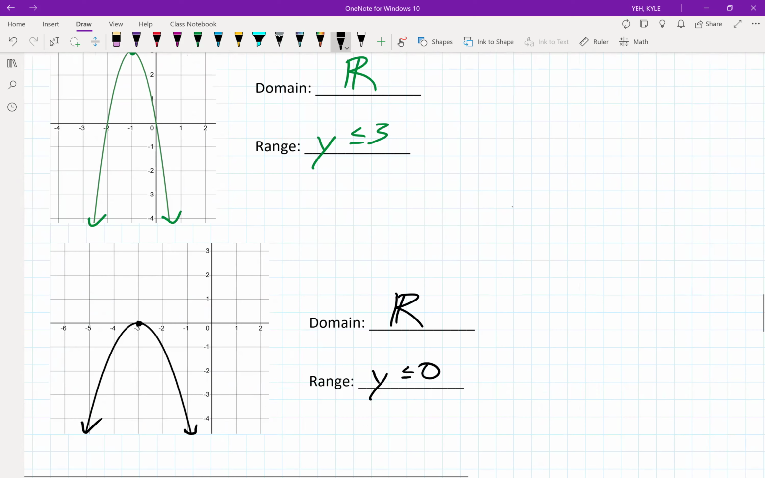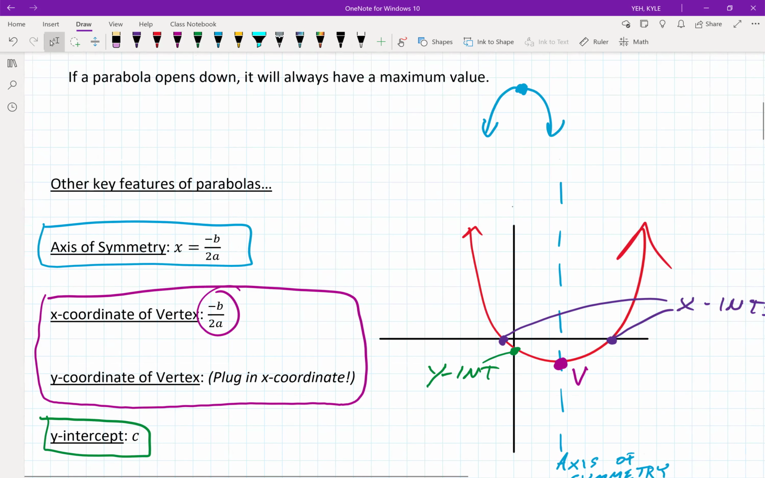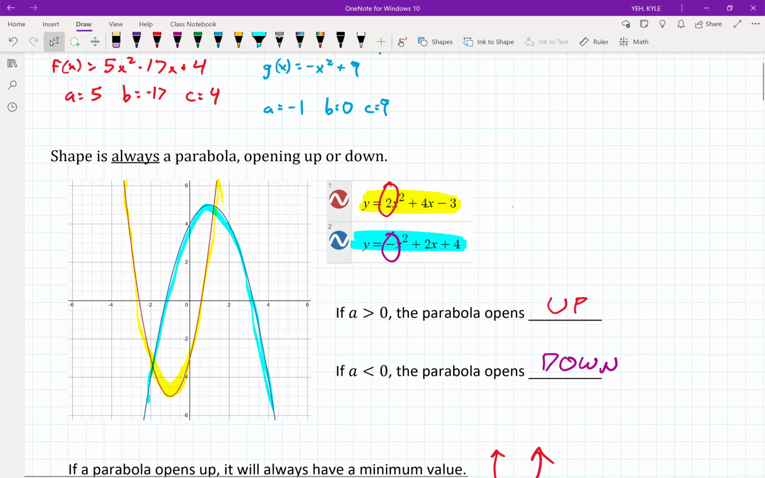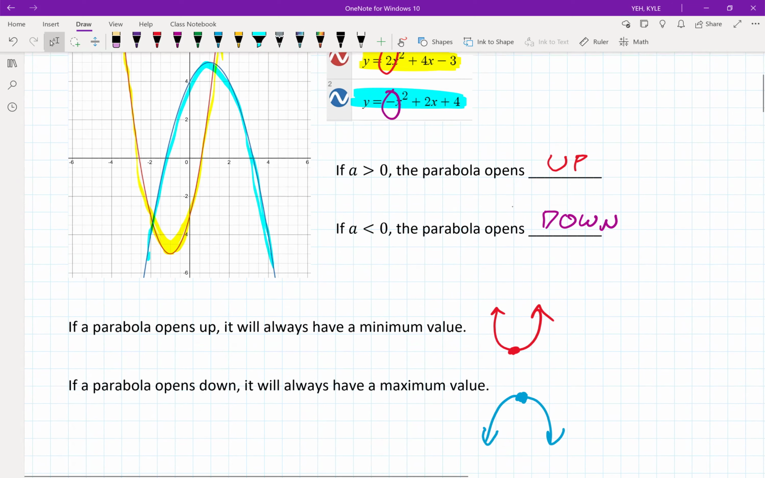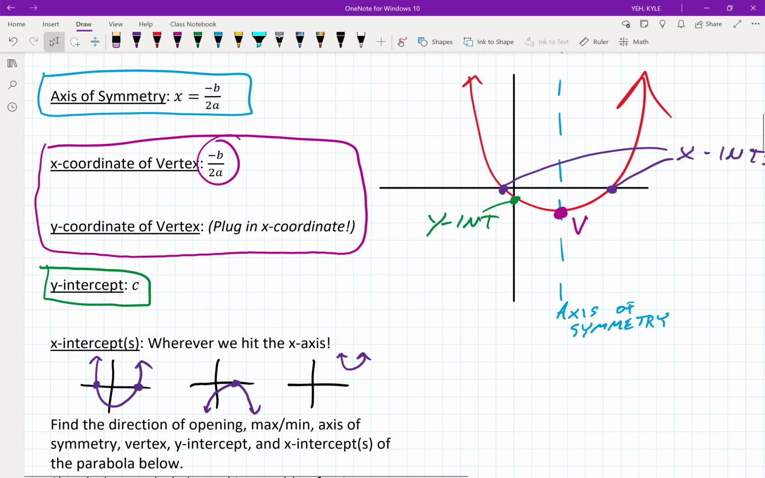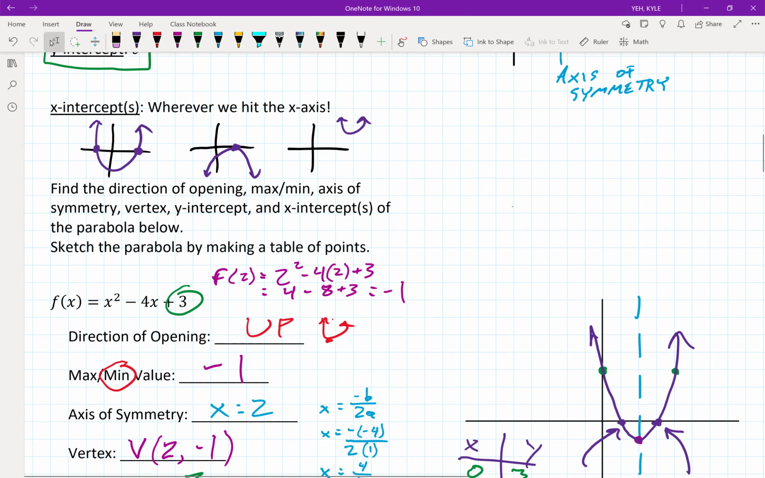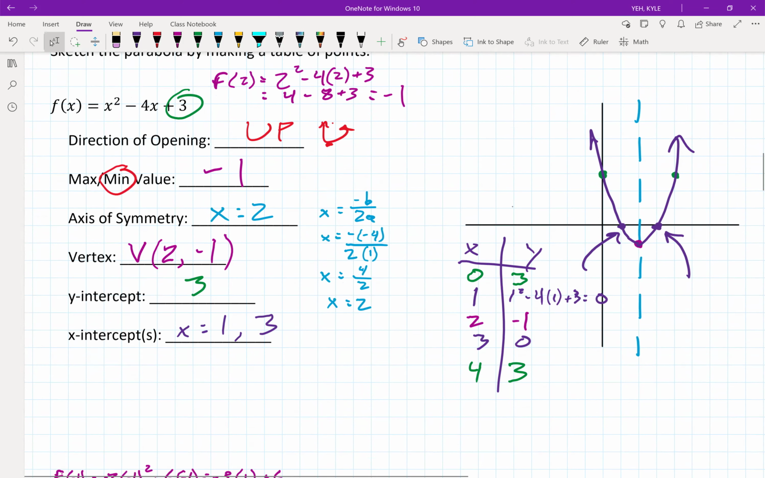So we've covered a lot in this video, a lot of different features of quadratic functions. We started just by talking about A, B, and C, what they were. We talked about the direction of opening, and if it opens up, how it has a minimum value. If the parabola opens down, it has a maximum value. We looked at axis of symmetry, the vertex, the y-intercept, the x-intercepts, and we practiced graphing. 3 examples, finding each of those features. Axis of symmetry, direction of opening, max or min, vertex, y-intercept, x-intercepts. We sketched the graph through a little table, just plugging in points. We did that a few times.